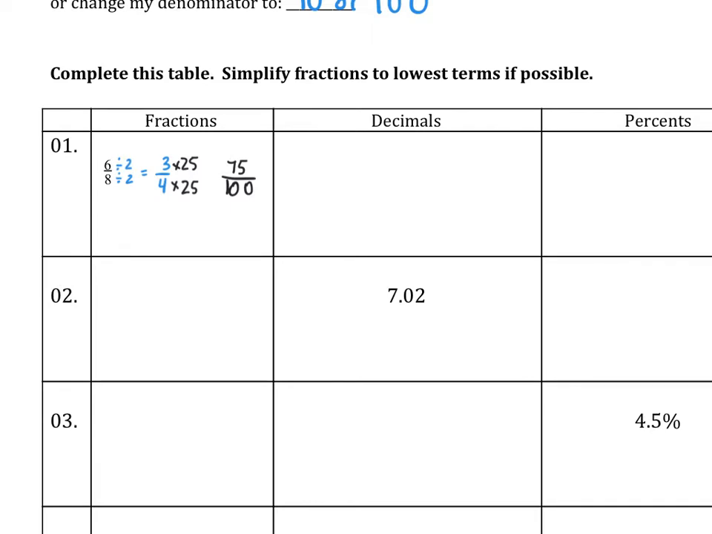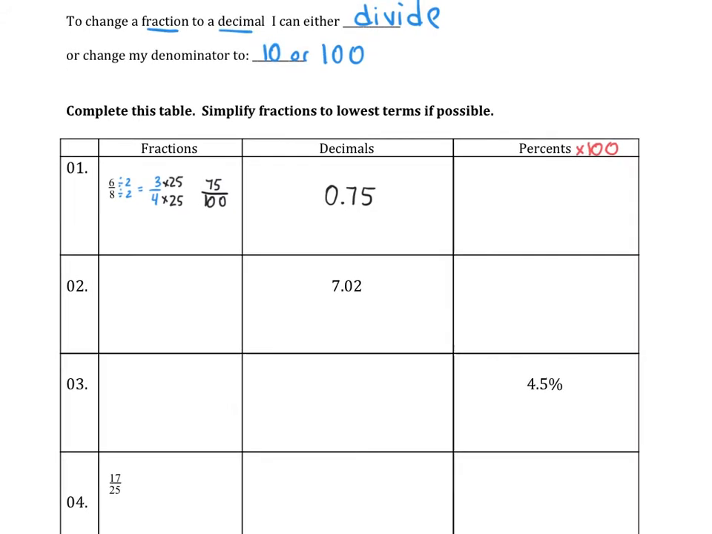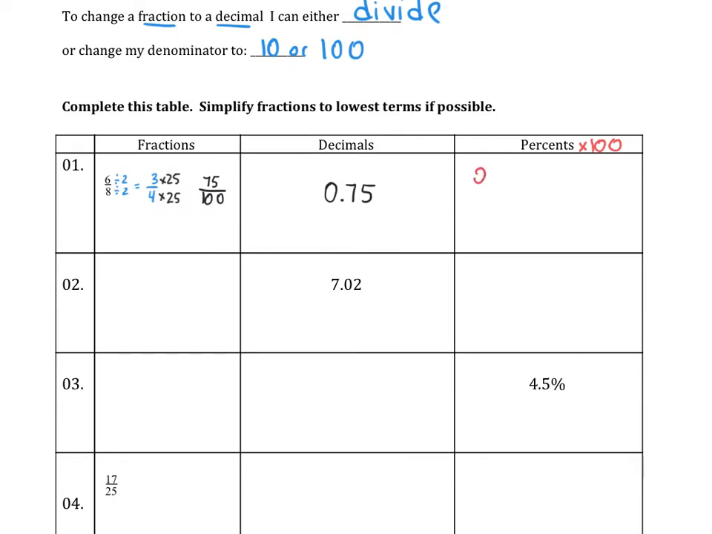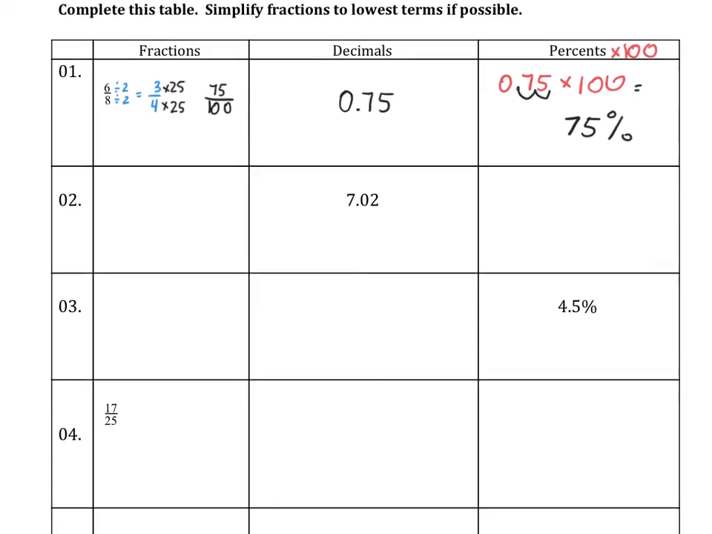75 hundredths I can write as 0.75. Now to make that to a percent, remember percent means per 100. So I need to take that decimal and multiply it by 100. It's like I'm moving that decimal 2 times, so we get 75%. You could have also divided. There's always more than one way to get our answer.